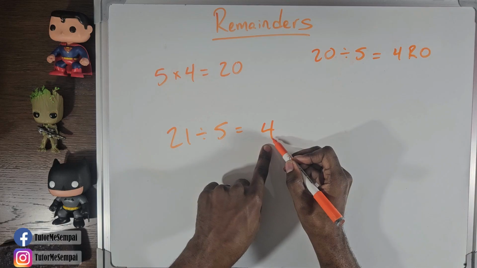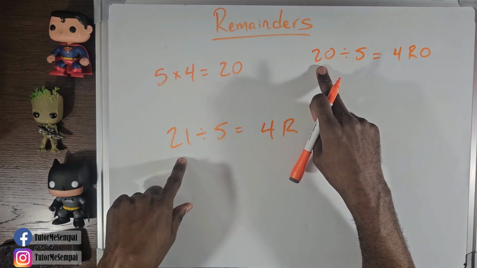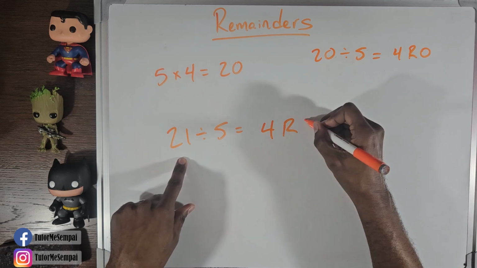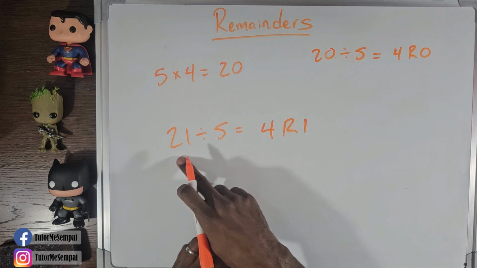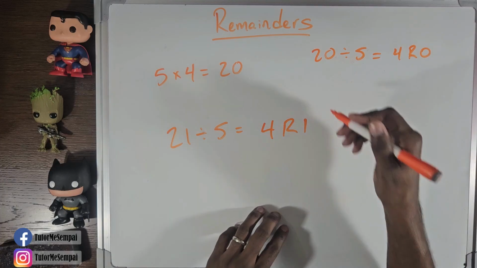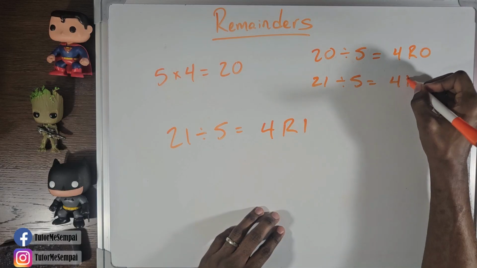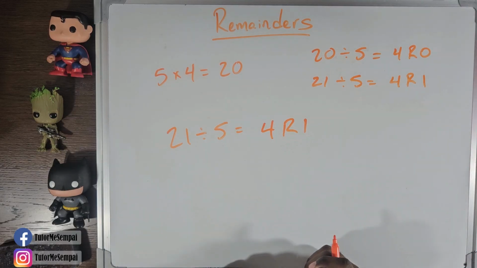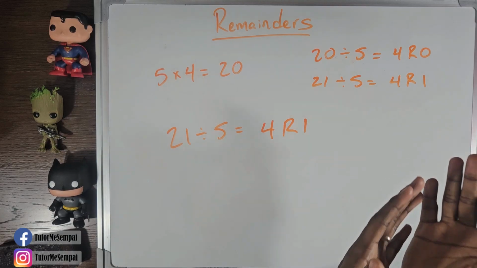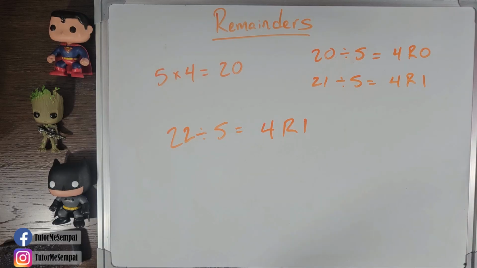So 21 divided by 5, the closest we can get is getting to 20, and that's when we get that 4 as the answer. However, this is not a perfect answer. What's the difference between 20 and 21? 1. So 21 divided by 5 gives you 4 with the remainder of 1. That's your notation for remainder. It's what's left over.